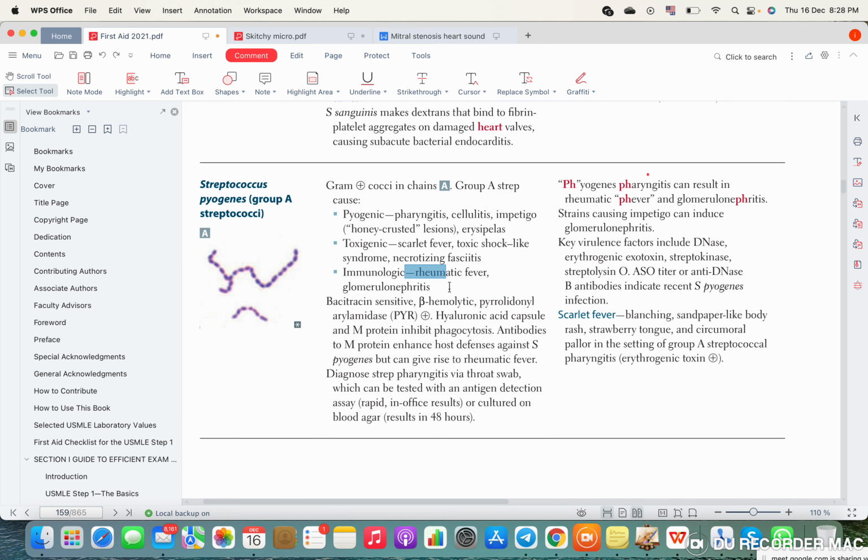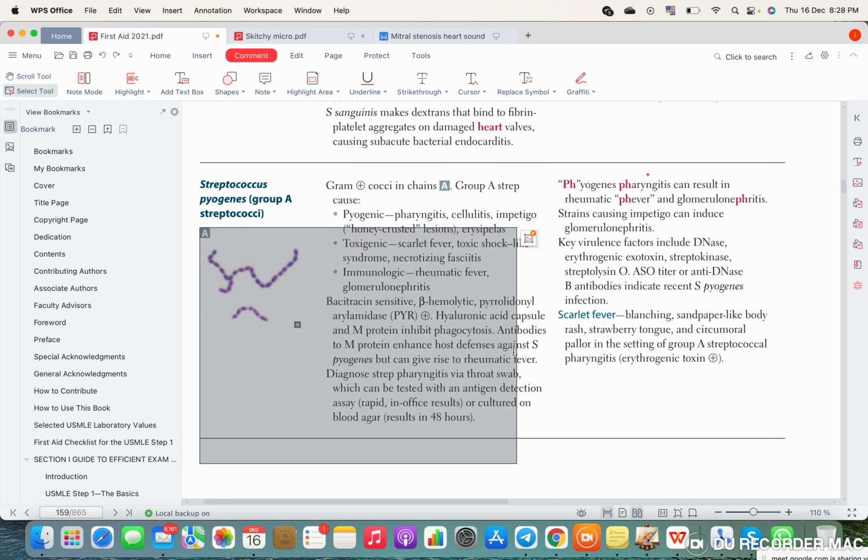Finally, the immunological response: rheumatic fever and glomerulonephritis. Which type of hypersensitivity reaction is rheumatic fever, guys? What about the glomerulonephritis? Yep, glomerulonephritis is a type 3, immune complex. So it's bacitracin sensitive, beta hemolytic, pyrrolidonyl arylamidase positive.